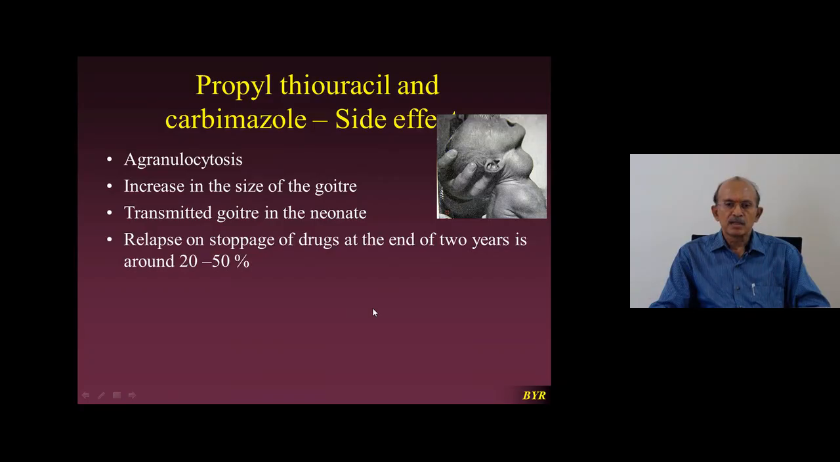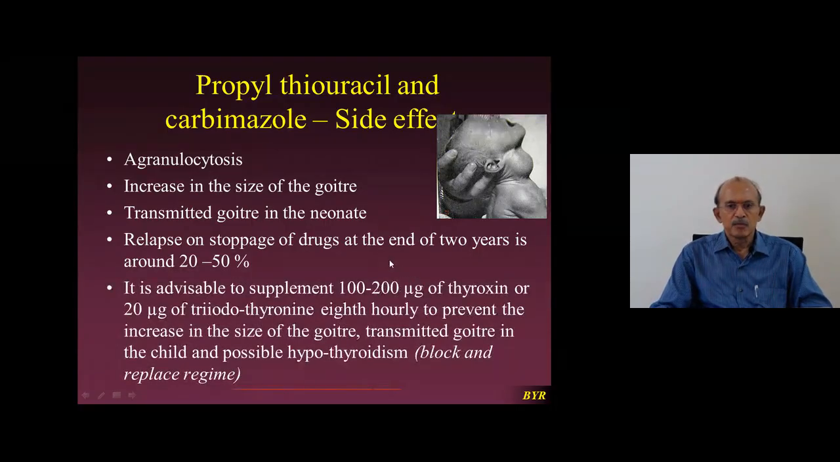Relapse after stoppage of drugs at the end of 2 years is around 20 to 50%. So the disease will be suppressed for 2 to 3 years as long as you give the medicines. Once you stop it, there will be relapse again. It is advisable to supplement 100 to 200 micrograms of thyroxine or 20 micrograms of triiodothyronine 8th hourly to prevent the increase in the size of the goiter, transmitted goiter in the child, and possible hypothyroidism.